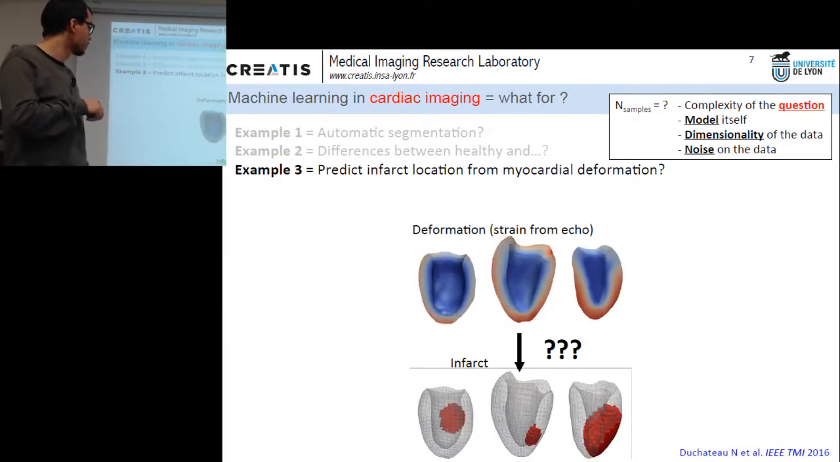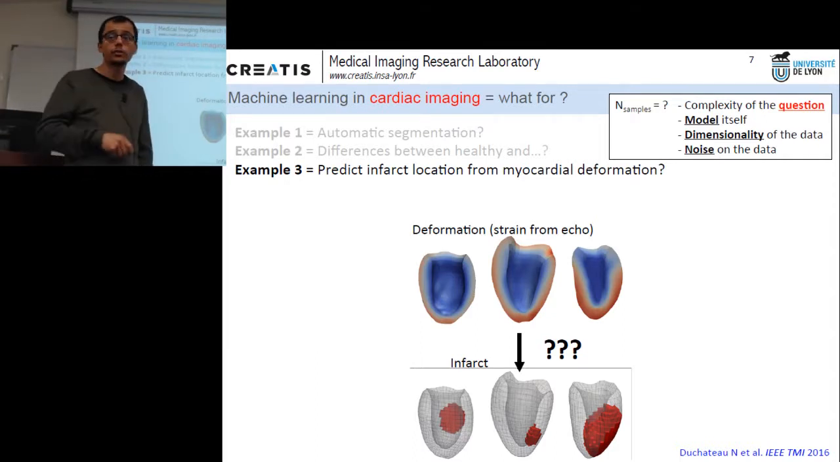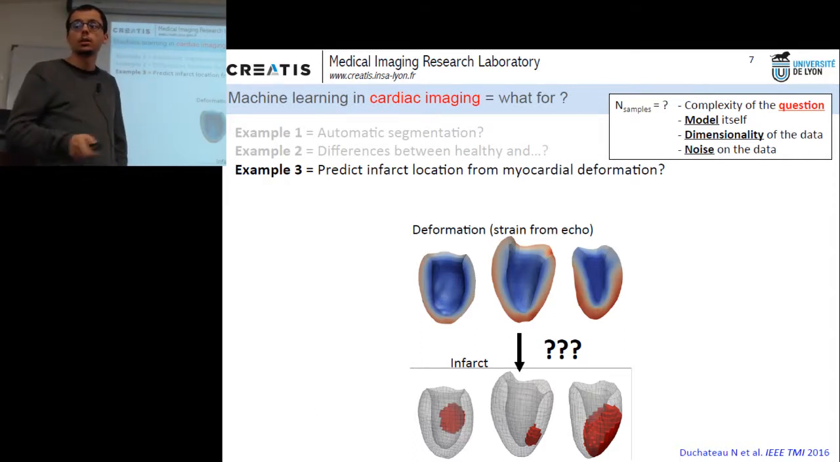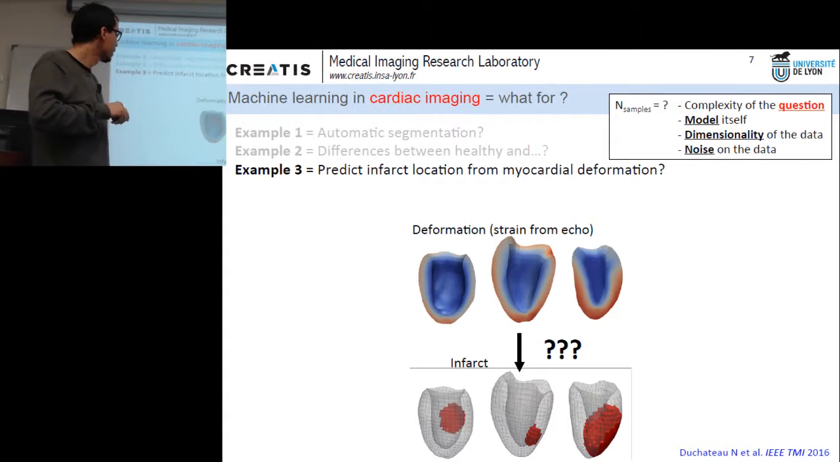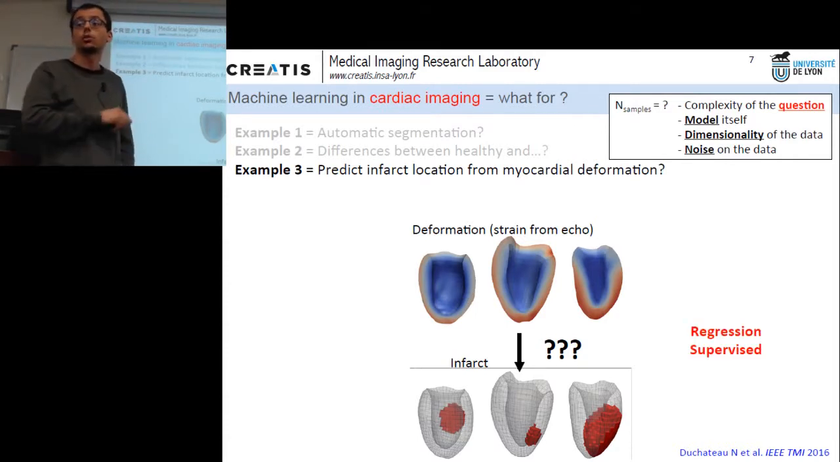That time we wanted to look at, if we pick deformation, like strain from echocardiography, could we have a prediction of where the infarct location is? So what do you think? Is this a supervised or unsupervised problem? Unsupervised? Oh no, we still have labels, you still know the correspondence for some training set, for some data. We know that this deformation corresponds to this infarct. Okay, so this is still supervised. But now the problem is regression, or we handle it from the side of regression.